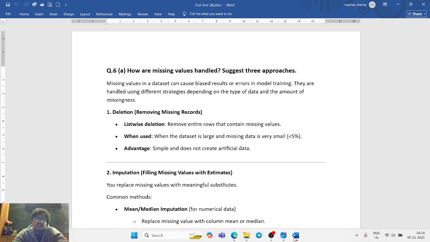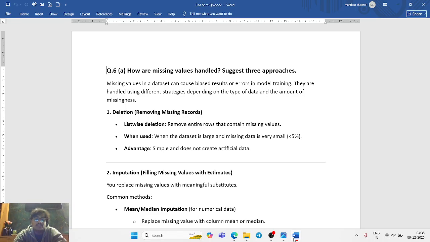The first approach is deletion, also called list-wise deletion. Here we simply remove the rows that contain missing values. So when should we use this? Only when missing data is very small, usually less than 5%, and the dataset is large enough. The advantage is that it's simple and doesn't create artificial or guessed values. But we must be careful, because deleting too many rows may lead to the loss of important information.